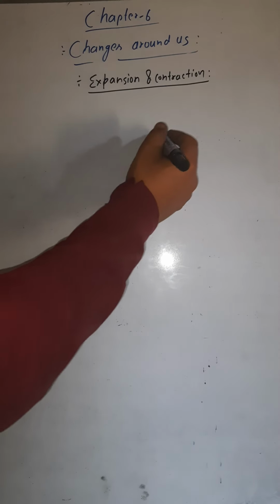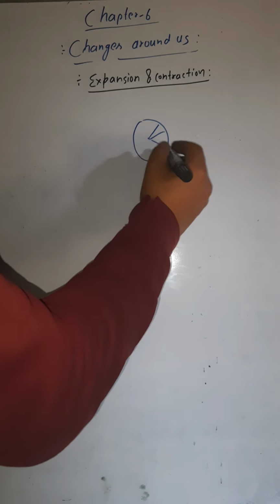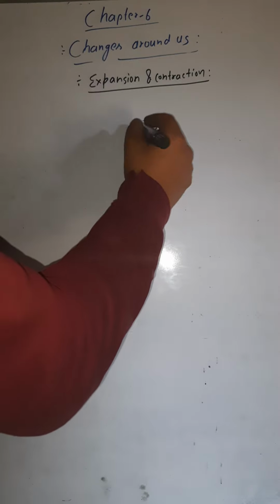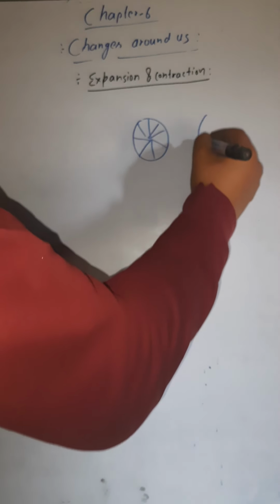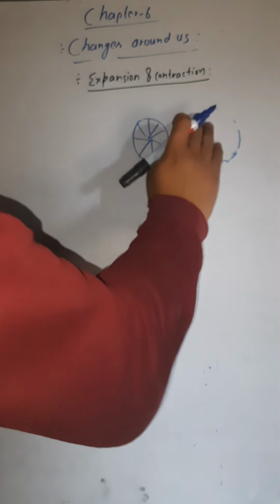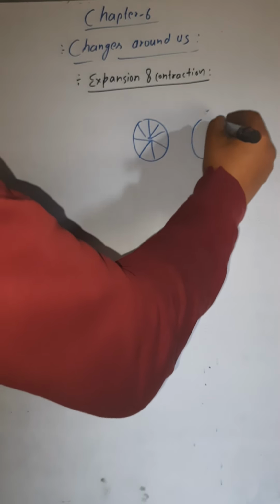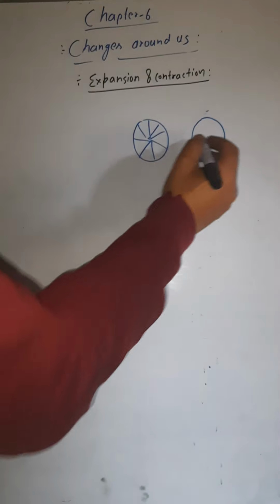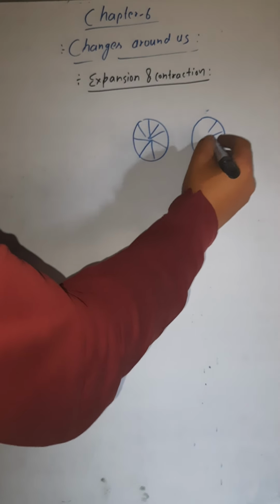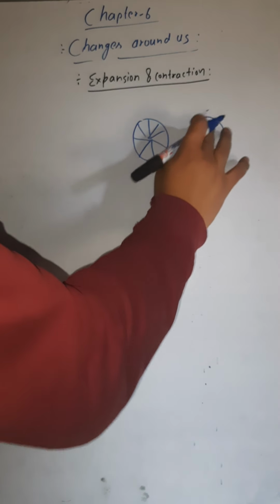Suppose you have two wheels. One is a wooden wheel. Let's say this is the wooden wheel. And another is a metal wheel. Let's say this is the metal wheel. Both are of the same size. So this is the metal wheel, and this is the wooden wheel.